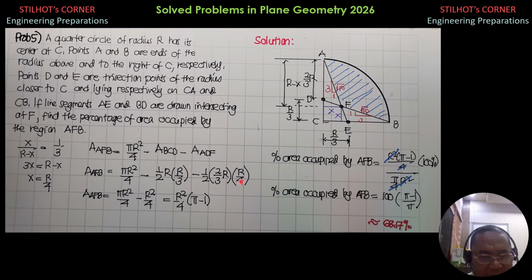We already computed. Combining these two, that's pi r squared over 4, quarter circle minus r squared over 4. Factor out r squared over 4, then we have quantity pi minus 1. So the percentage of area occupied by AFB is r squared times pi minus 1 over 4 times 100% over the area of the quarter circle. Cancel out r squared over 4, then you'll get 100 times quantity pi minus 1 over pi, or that is in percent 68.17%.